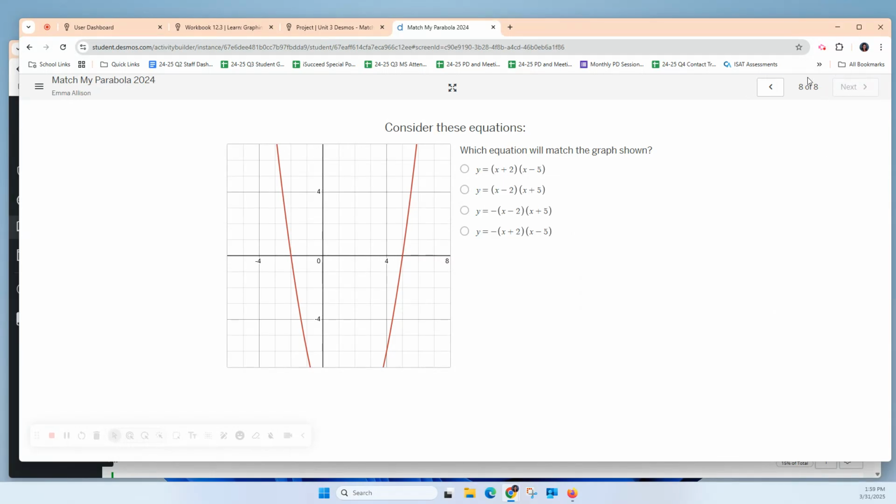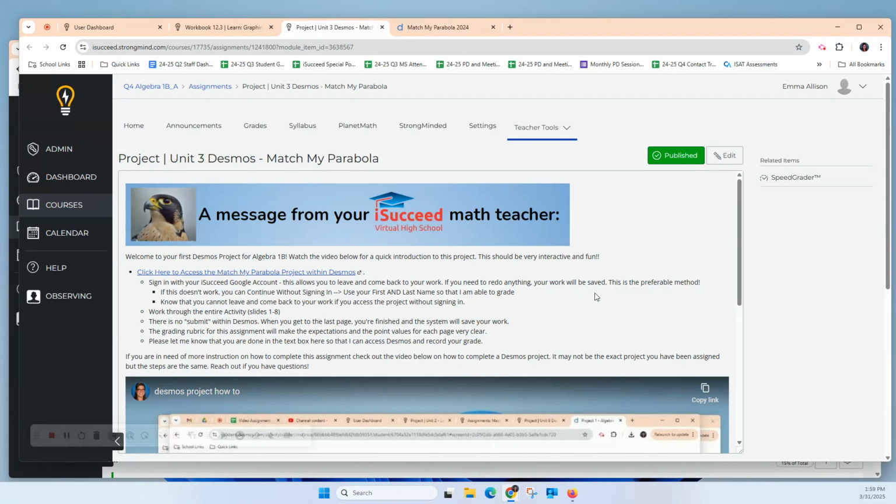And then once you get to this last slide, slide 8 out of 8, there is no submit button here. So once you're done, it'll save your progress and you'll just go back into your course and you'll type in, I've completed this project, and then push submit, and that's how I will see that you've completed it and I can give you a grade.